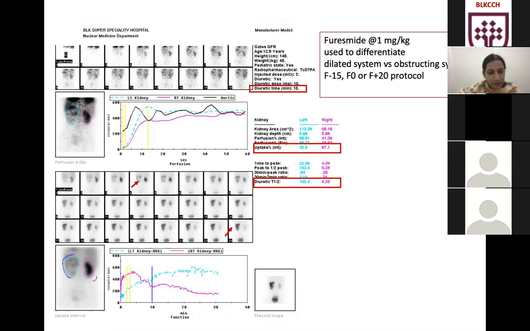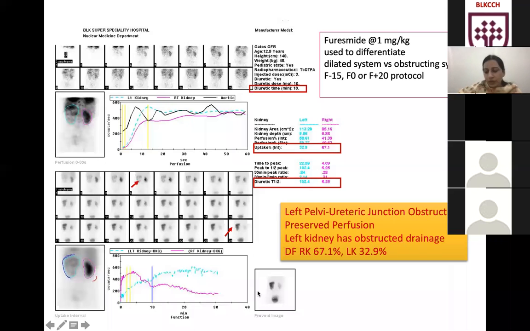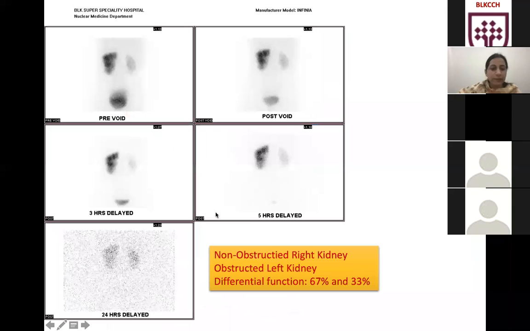And similarly, the region of interest, the calculation of differential function happens in the same way as I mentioned previously. And as you can see in the drainage curve, there is persistent radioactivity in the left kidney. There is retention of the contrast. So this child likely has left pelviureteric junction obstruction. Differential function was 67% in the right kidney and 32% in the left kidney.